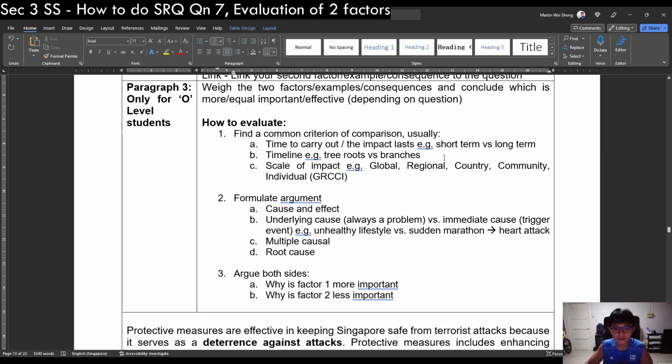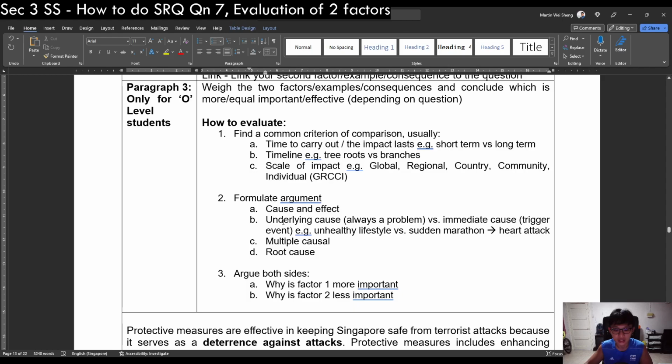After you find a common criteria between both the factors, you have to formulate your argument. You can think of it in terms of, say, the cause and impact. If I ask you which factor is more important, you can say the cause is more important because the cause will actually lead to an impact. Without that root cause, the whole thing wouldn't even be an issue. So this is one way to look at it.